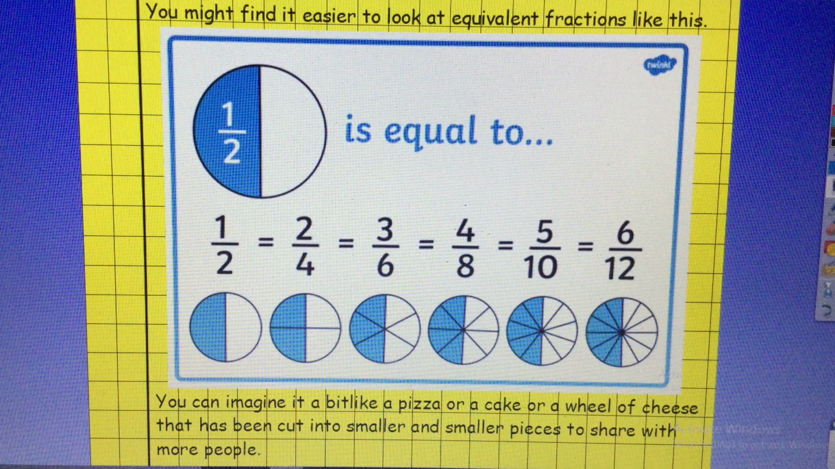You might find it easier to look at equivalent fractions in this way here. So we have our 1/2 and it is equal to 2 quarters, 3 sixths, 4 eighths, 5 tenths, 6 twelfths. And this can go on and on and on. It's not just limited to these fractions that you can see here. You can imagine it a bit like a pizza or a cake or a wheel of cheese that's been cut into smaller and smaller pieces to share with more people.